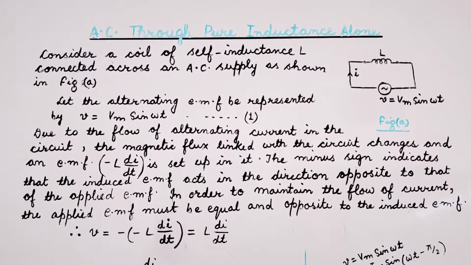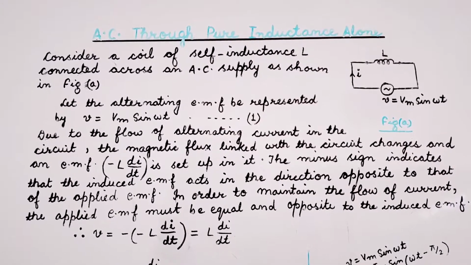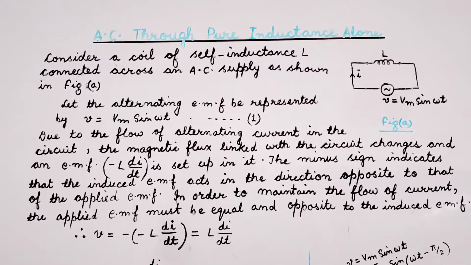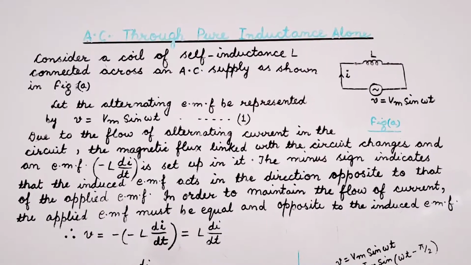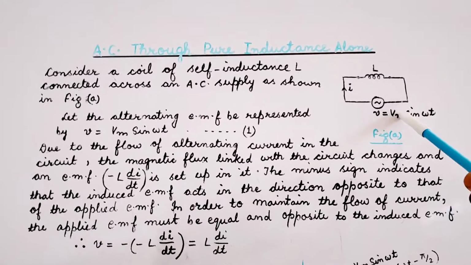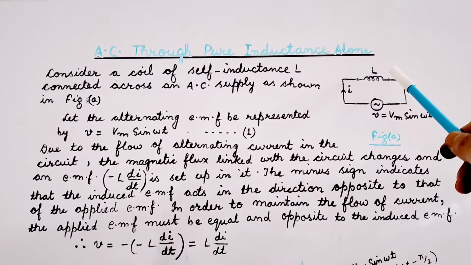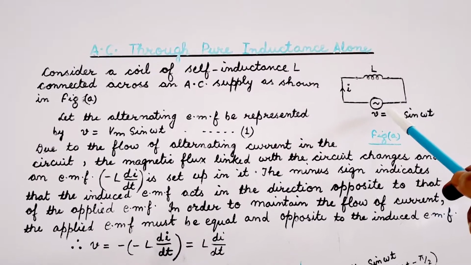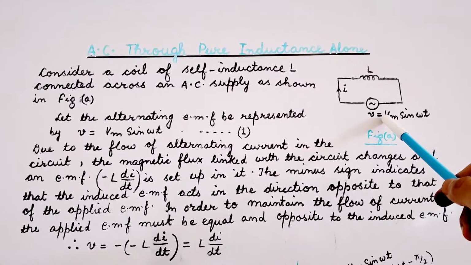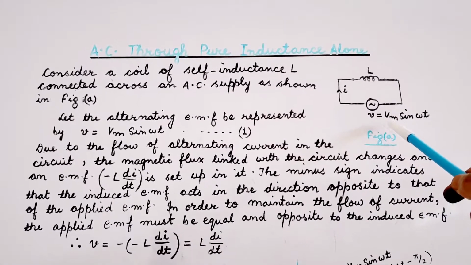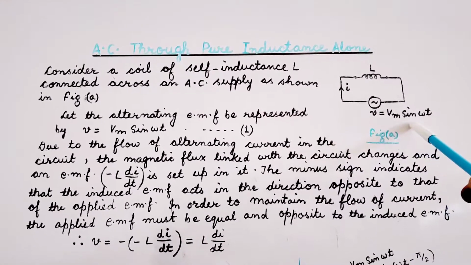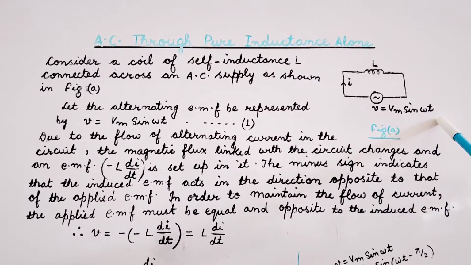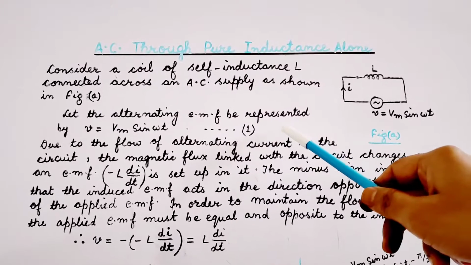Hello everyone. Today we will discuss AC through pure inductance alone. Let us consider the circuit which is shown in figure A. Here we have considered a coil of self-inductance capital L which is connected to an AC supply as shown in this figure, and let the alternating EMF be represented by the equation small v is equal to Vm sin omega t. Let us represent this equation by equation number 1.